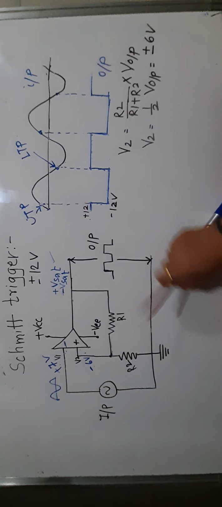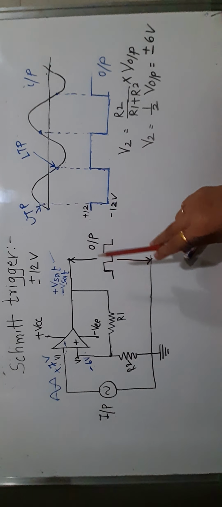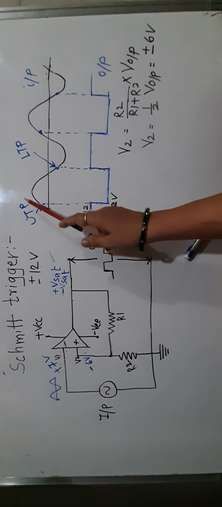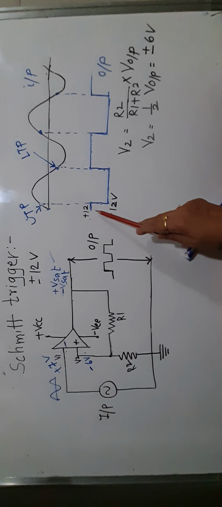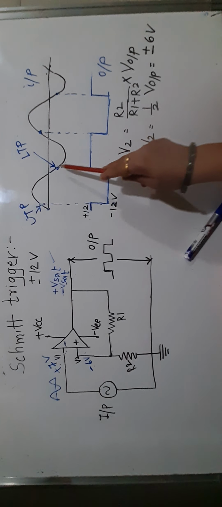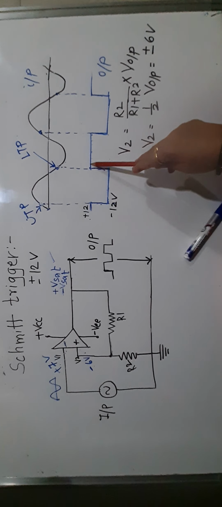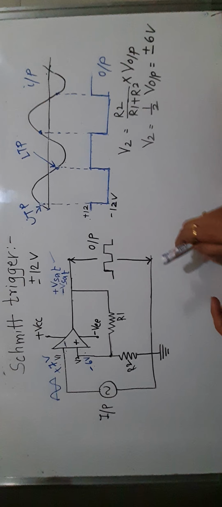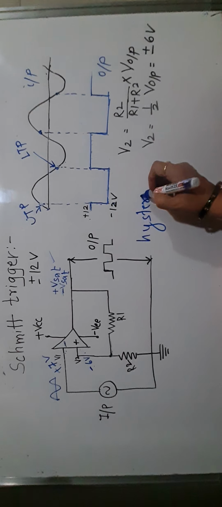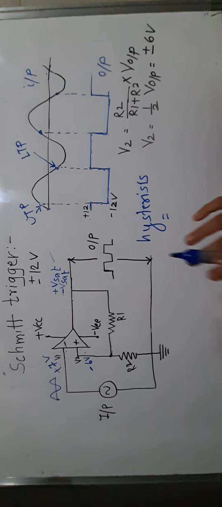Now these 2 points, where the output changes, are known as UTP and LTP. What is UTP? UTP is known as the upper trip point. It is the voltage at which the output changes from high to low. And LTP means lower trip point, where the output changes from low to high. These are 2 points, and the difference between the two is known as hysteresis. So it is the difference between UTP and LTP.